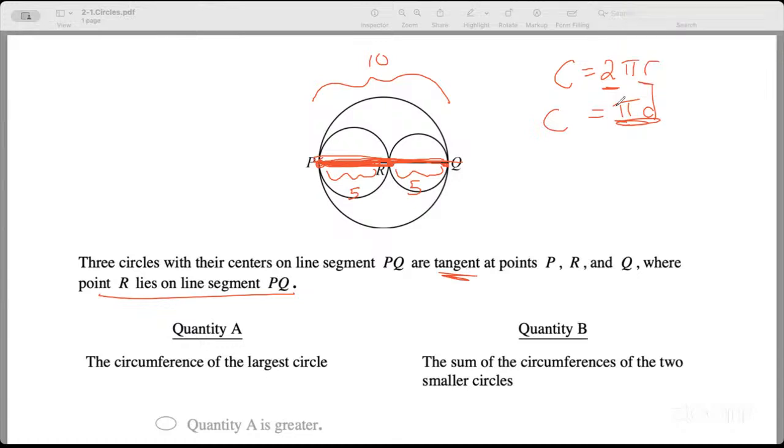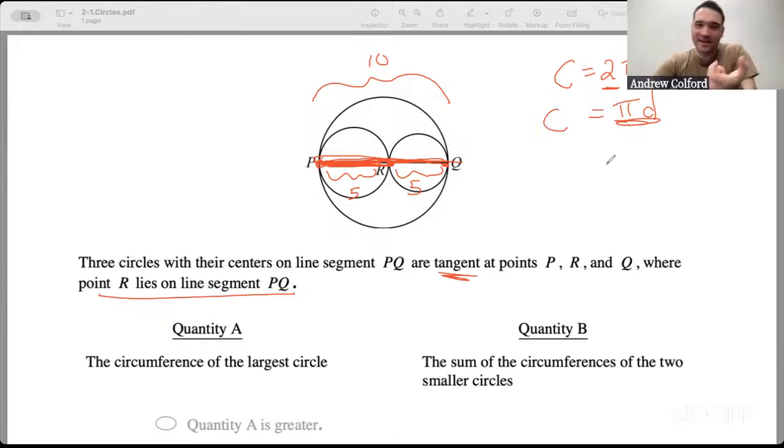5 pi. 5 pi, right? And I mean, yeah, I could break it down into... Sorry. Oh, no, totally fine. If the diameter is 5, then the radius is 2.5. And then I guess you could say 2 pi times 2.5, and that gives us 5 pi.